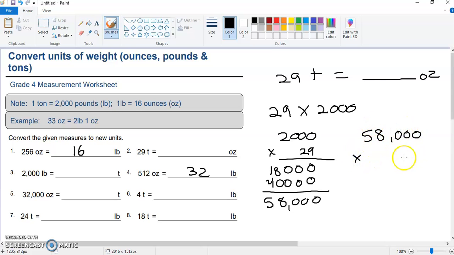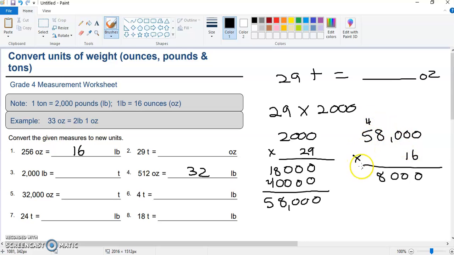And now I know that there's 16 ounces in every pound. So our number is going to be very large. Again, you have a large unit going to a much tinier unit, so the number of ounces is going to be huge. So 6 times 0 times 0 times 0, 1, 2, 3. 6 times 8 is 48, carry the 4.